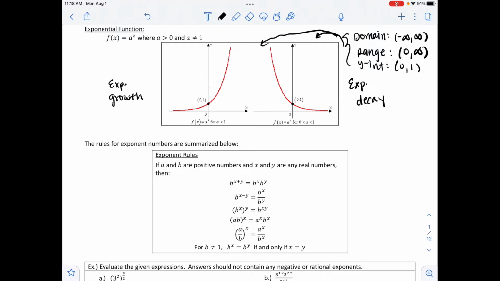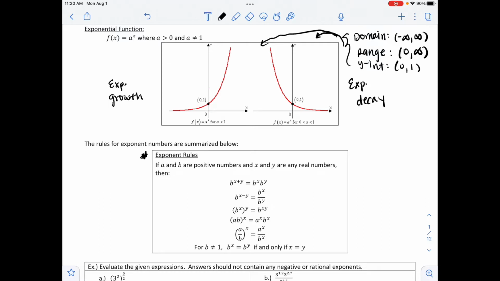Right below this, it says the rules for exponential numbers are summarized below. And we did see these earlier in the semester, so they are rewritten here for us. Exponent rule: if a and b are positive numbers and x and y are any real numbers, then b to the x plus y is the same thing as b to the x times b to the y. b to the x minus y is the same thing as b to the x over b to the y. b to the x to the y is the same as b to the x times y.